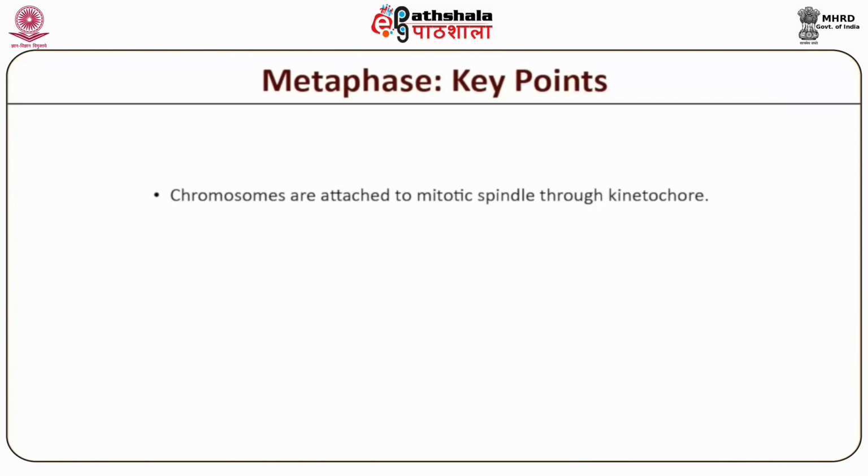Let's quickly revise major events during metaphase. During metaphase, chromosomal attachment to the mitotic spindle is established through the kinetochore, and chromosomes are aligned along the metaphase plate at the equator of the cell. You can clearly see these changes in the given figure.